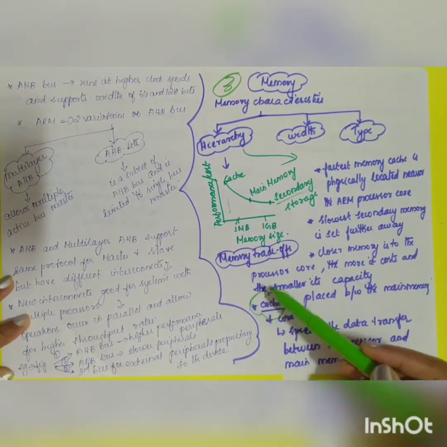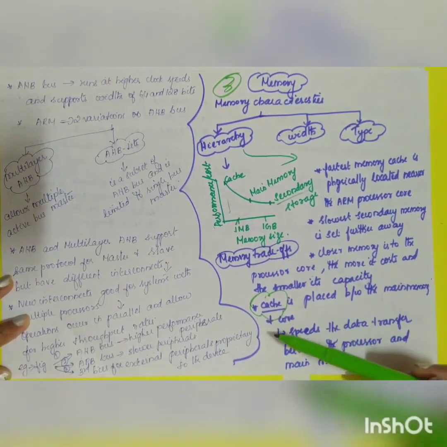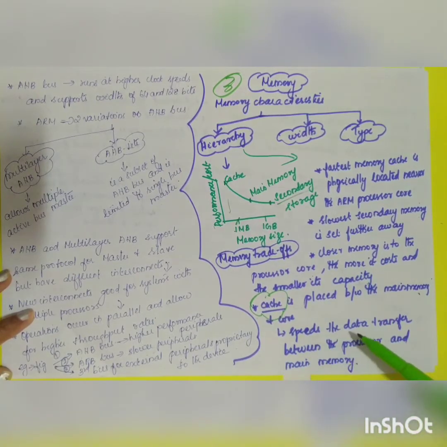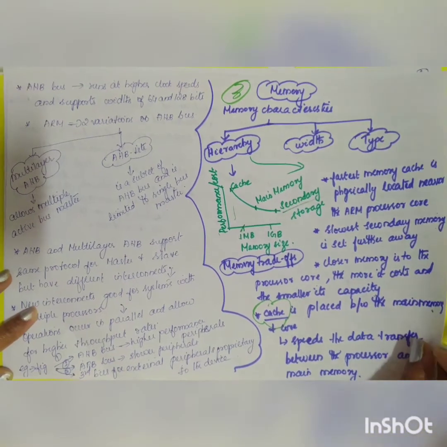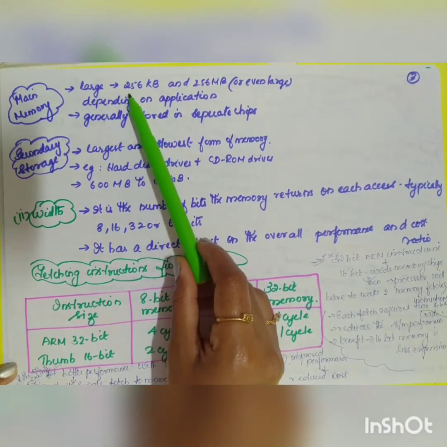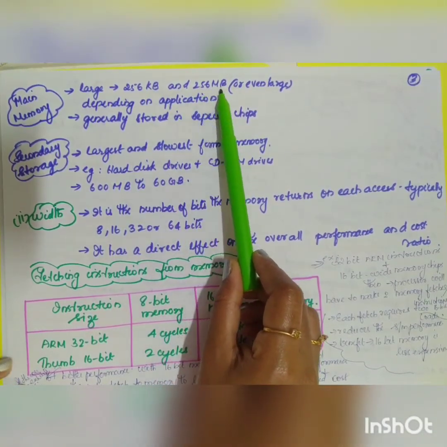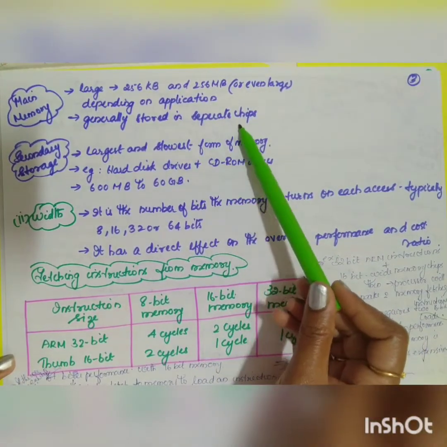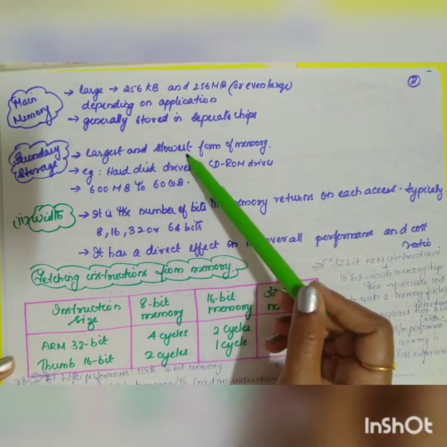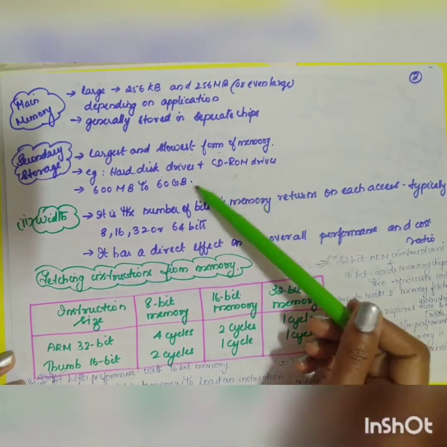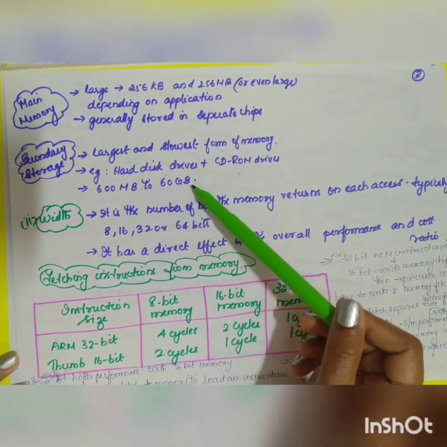Now you will be seeing about your cache, main memory and your secondary storage. Cache is placed between the main memory and the core. It speeds the data transfer between the processor and the main memory. What about your main memory? The main memory is large, around 256 KB to 256 MB, or even larger depending on the particular application. It is generally stored in a separate chip. Secondary storage is the largest and slowest form of memory. Examples are your hard disk drives and CD-ROM drives. Its size is about 600 MB to 60 GB.